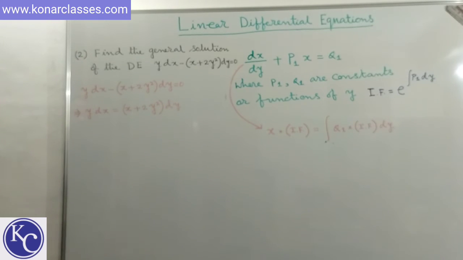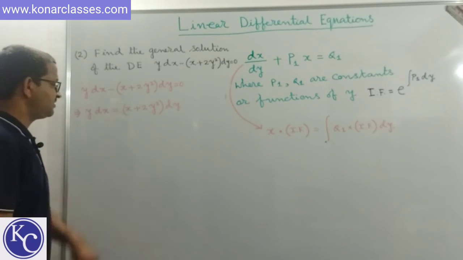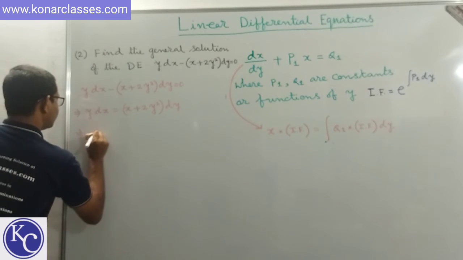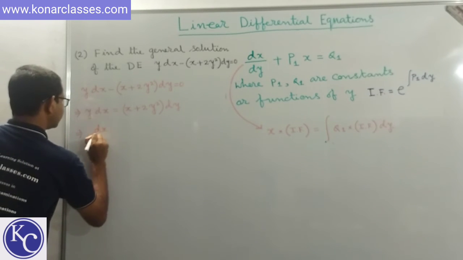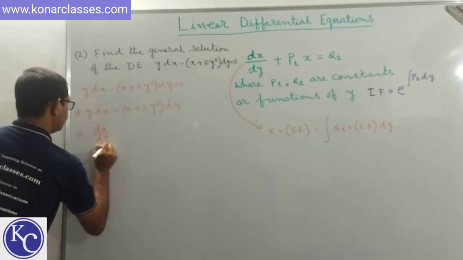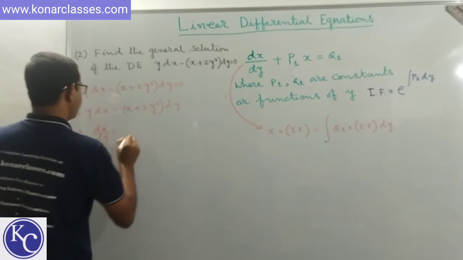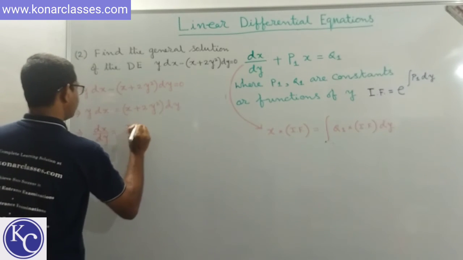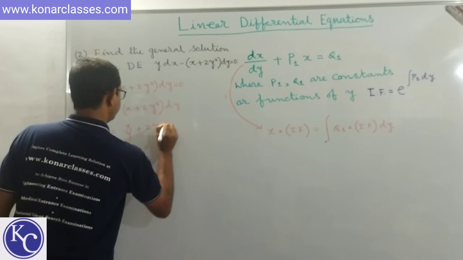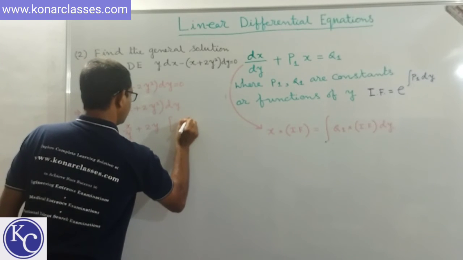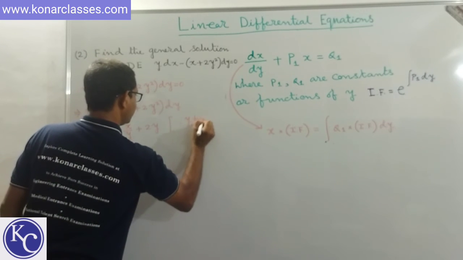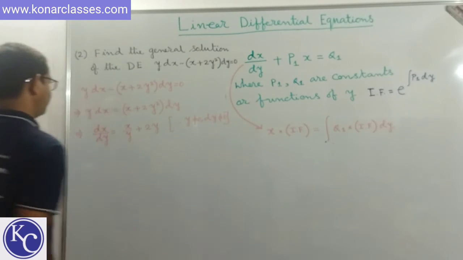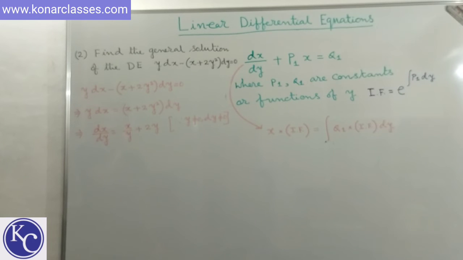Correct? Now let's divide both sides by y and dy. What are we going to get? dx by dy is equal to x by y plus 2y square by y, meaning 2y. Since y is not equal to 0 and dy is also not equal to 0, we are able to divide.